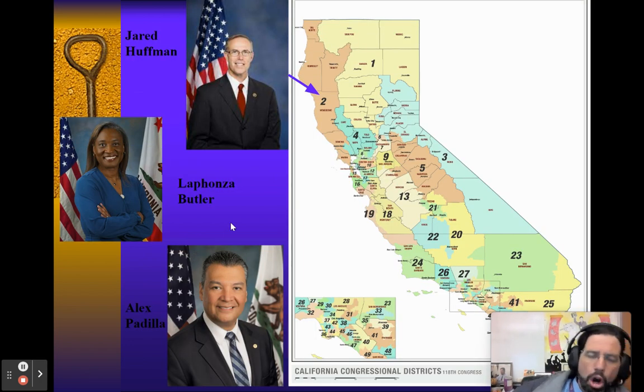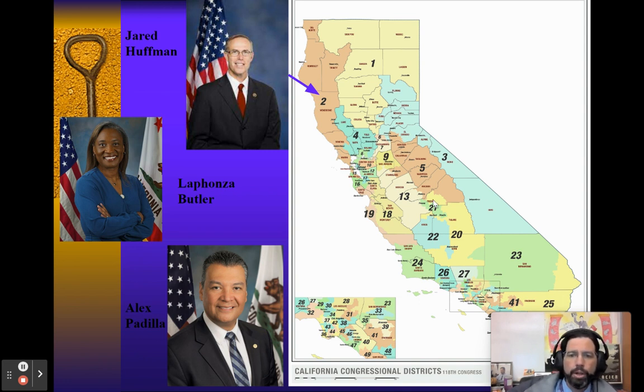Now, who are our representatives? Well, every state has two senators. The current senators of California are Senior Senator Alex Padilla and Junior Senator Laphonza Butler. Laphonza Butler is a temporary senator from Dianne Feinstein's death. She will be replaced in 2024. So they represent the entire state of California.